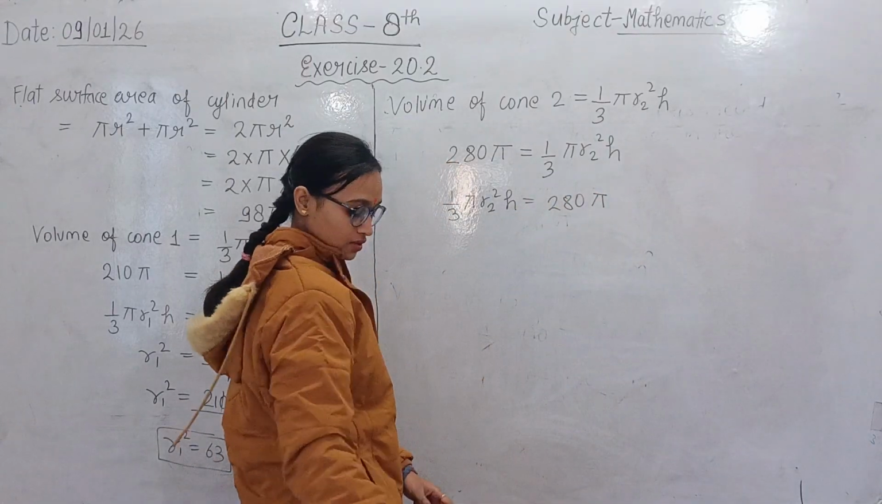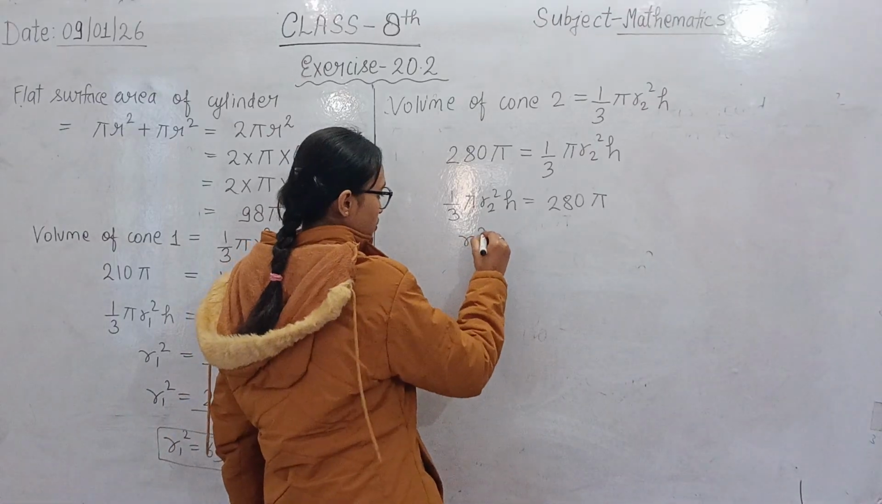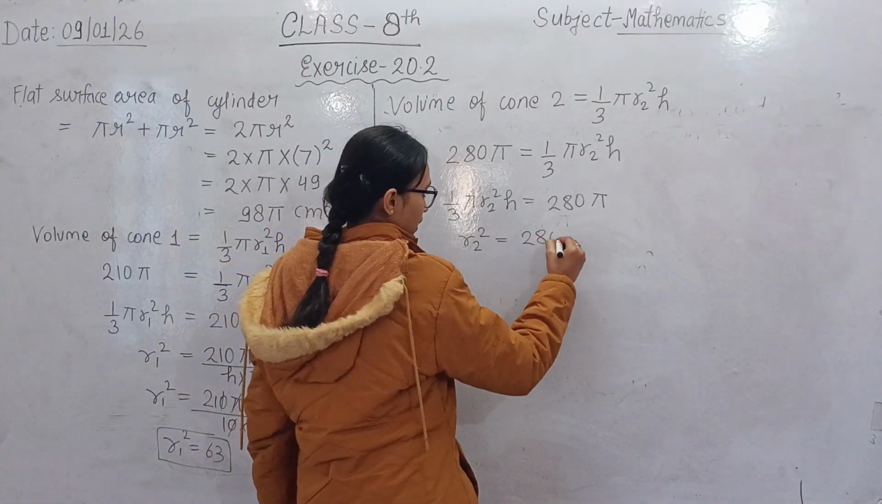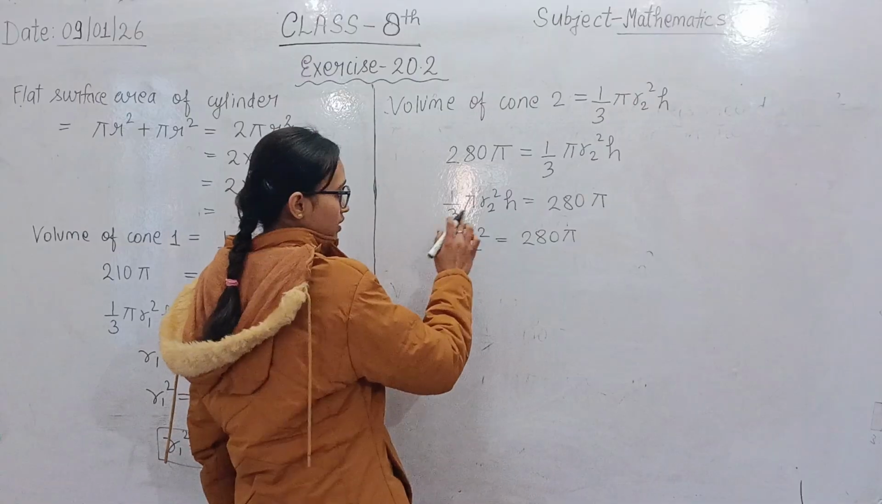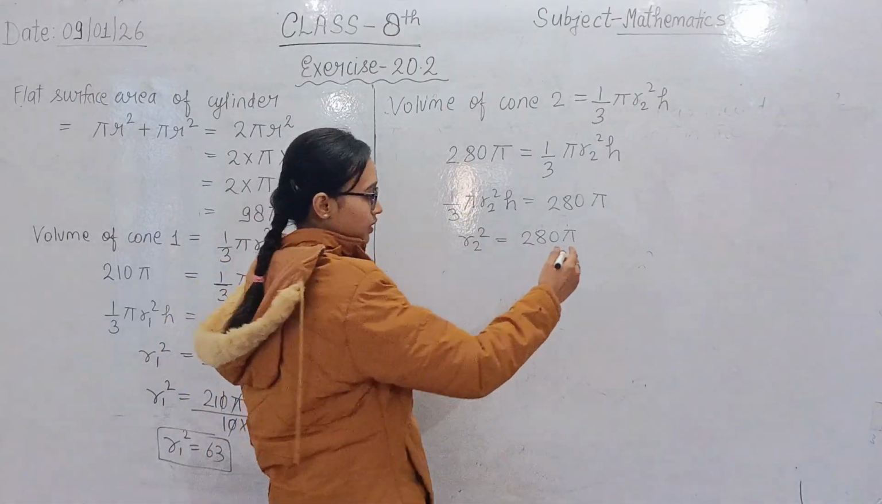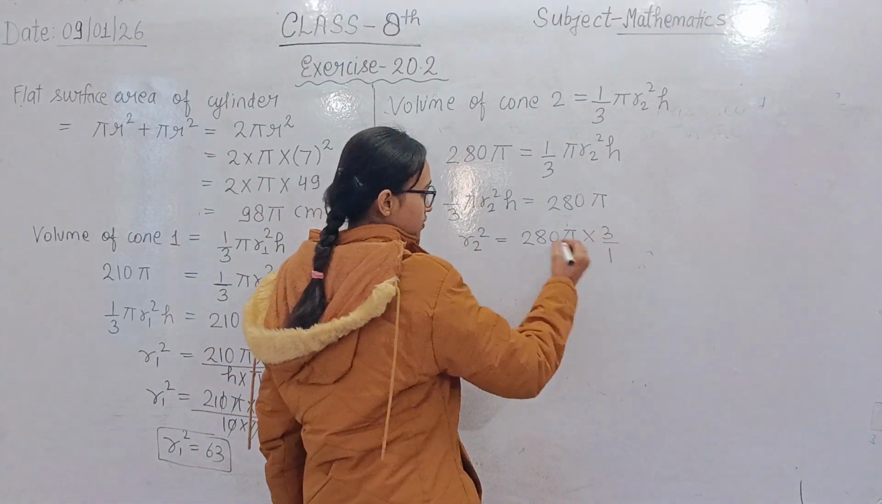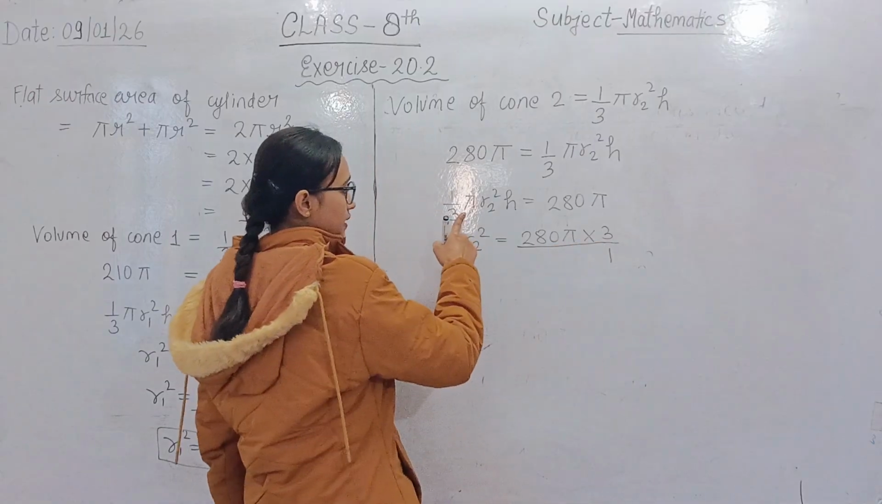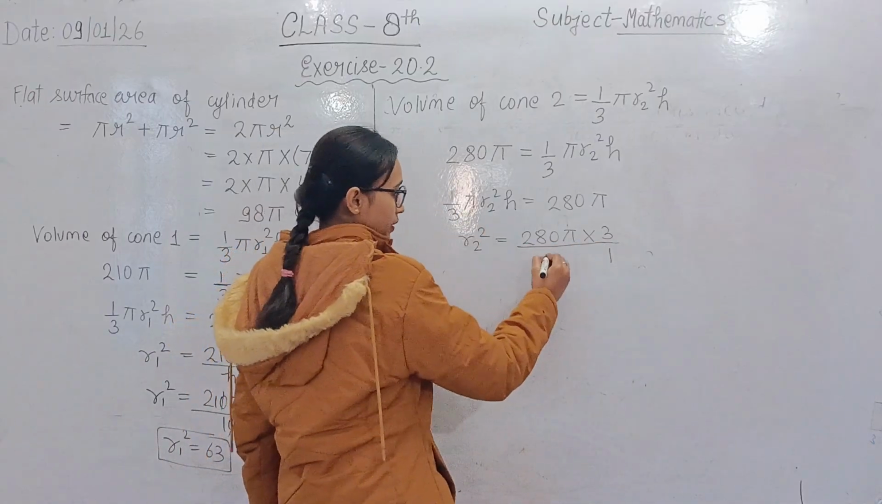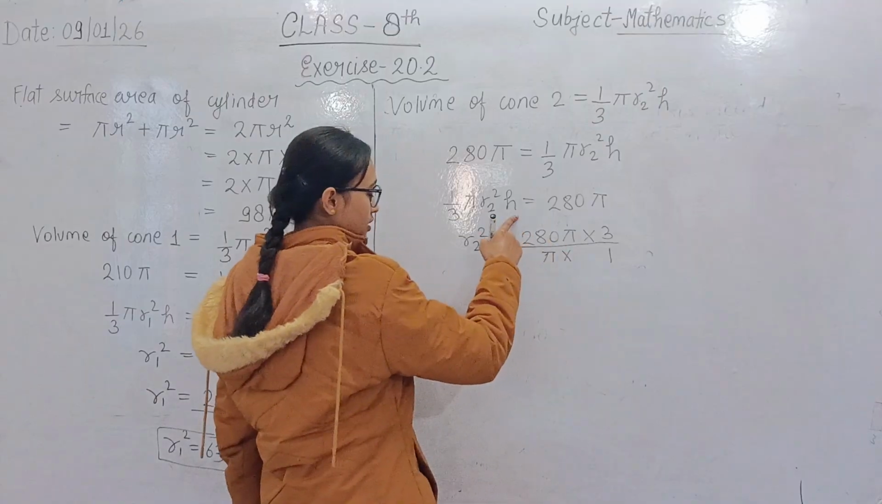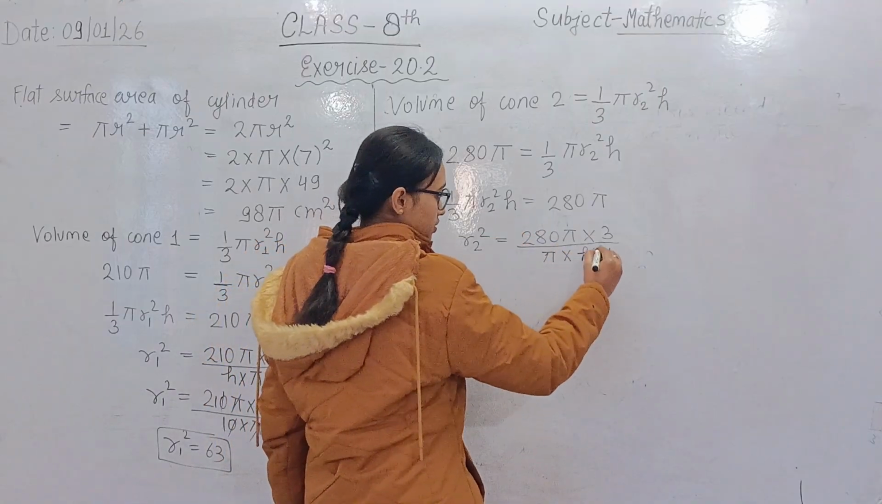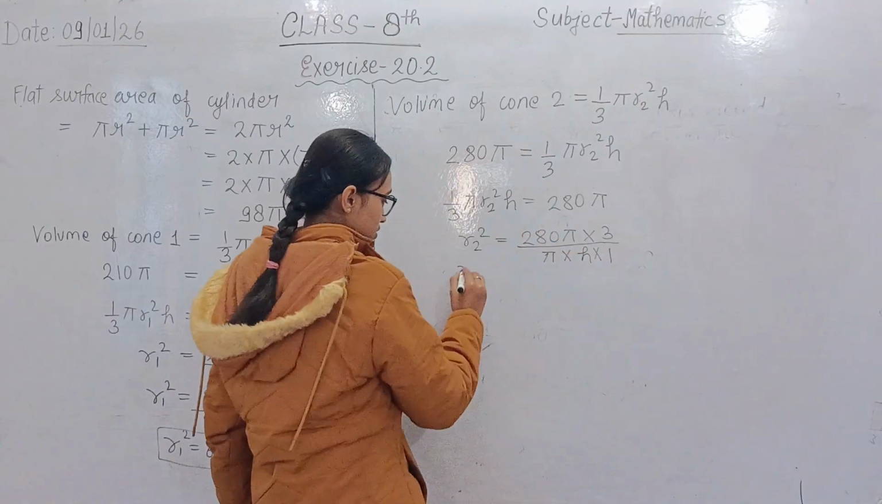(280 pi). R2 square will be equal to 280 pi. 1 upon 3 is in multiplication, so when we will shift it to the other side, it will become 3 upon 1. Pi is in multiplication, so it will be in division. And h is in multiplication, so it will be in division. Now we will put the value of h here.